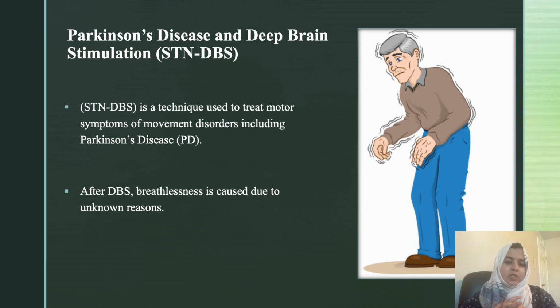And there is a well-established treatment that is being used for treating the motor symptoms of PD patients today, and that is deep brain stimulation. Especially the region that is targeted in the human brain is the subthalamic nucleus, or STN, which is a small region in the basal ganglia that is responsible for regulating the human body's movements. Although DBS is very successful in treating these motor symptoms, it causes another non-motor symptom, and that is breathlessness, and we don't know why that is caused after DBS treatment.